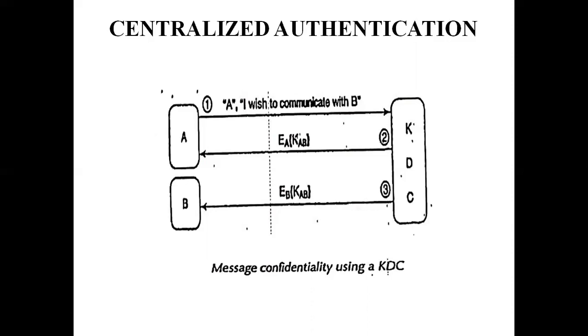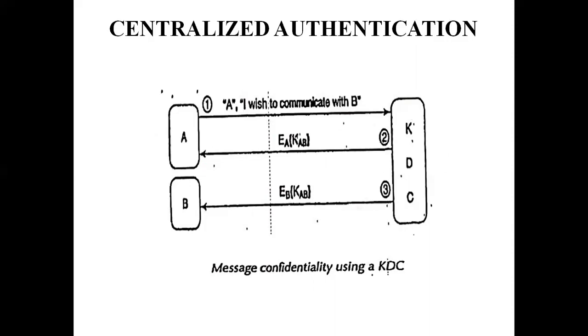In centralized authentication, this approach elevates the risk by employing a trusted third party. Here the trusted third party is the KDC. What do you mean by KDC? KDC is the key distribution center. Here each user registers with the KDC and chooses a password. So if A wants to communicate with B, it will choose a password which is registered in this KDC. A long-term secret key is derived as a function of this password.